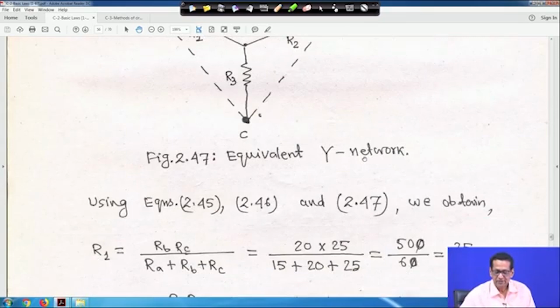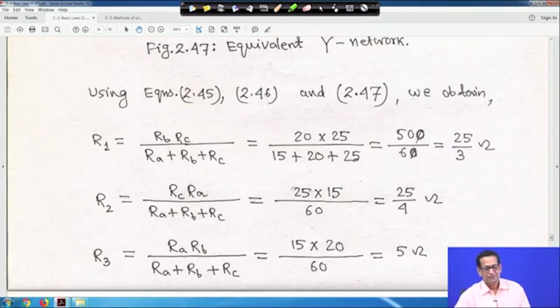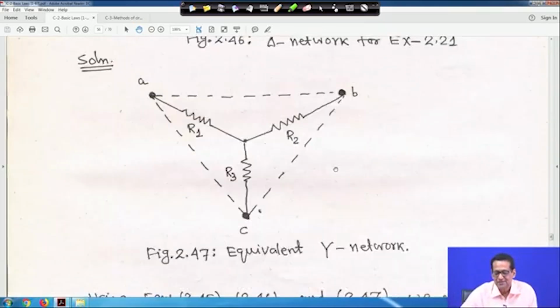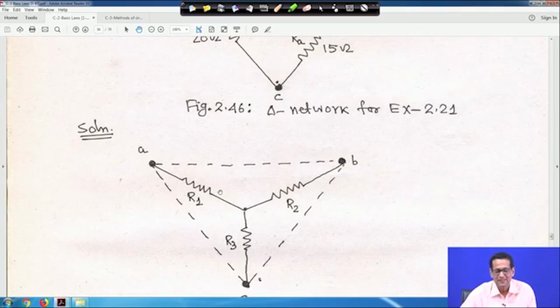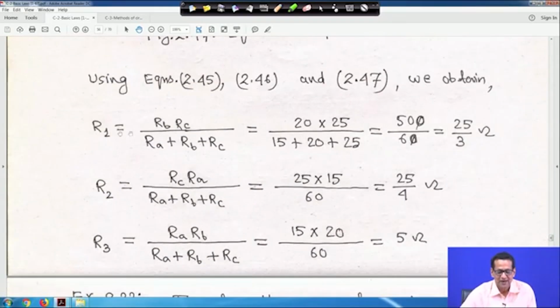So, if you use equations 45, 46 and 47, R1 will be RB RC by RA plus RB plus RC. RA, RB, RC all are given, right. It is the adjacent arm product divided by RA plus RB plus RC, that is all. So, R1 is RB into RC by RA plus RB plus RC, which is 20 into 25 by 15 plus 20 plus 25. So, denominator is 60. So, it will be 25 by 3 ohm.